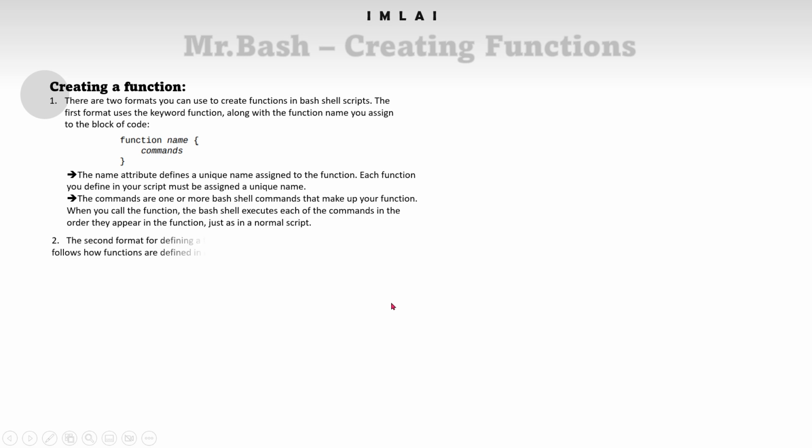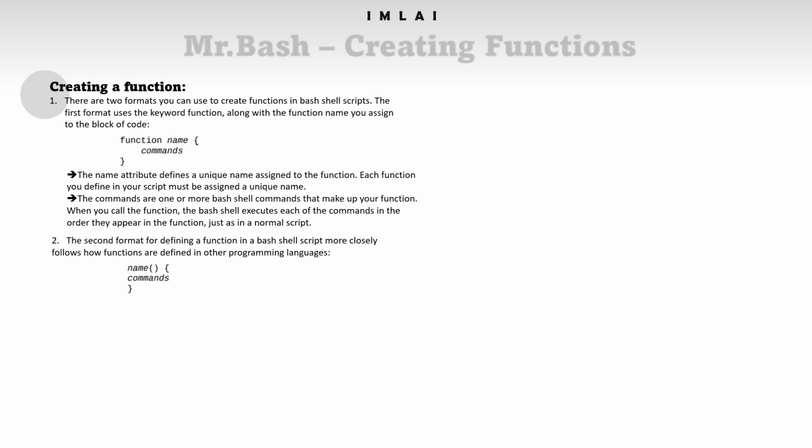Now we have one more method to do that. The second format for defining a function in a bash shell script more closely follows how functions are defined in other programming languages, such as Python. Not exactly, but it's closer. You will give a function name and put parentheses, and then whatever commands are to be executed when you call that function. All commands should be placed in sequential order, one by one.